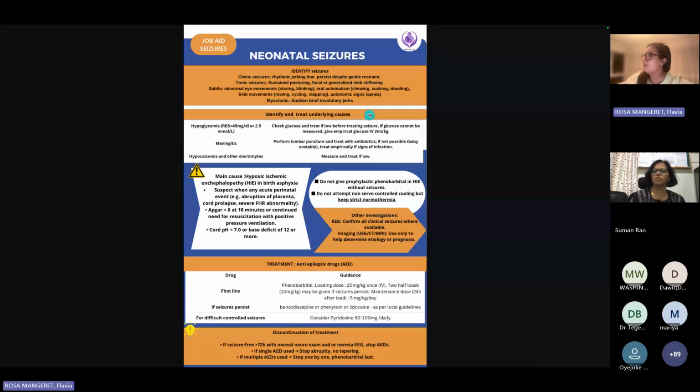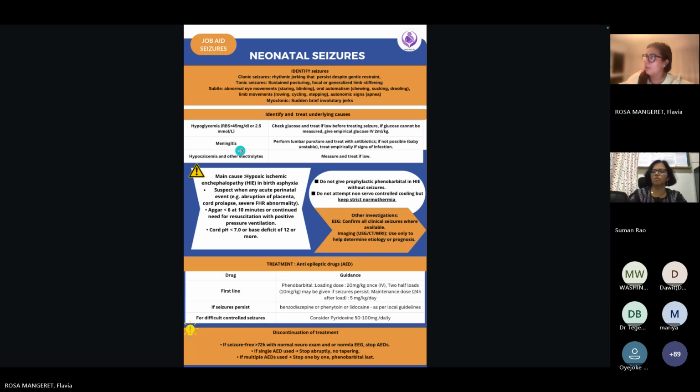Identify and treat underlying causes. So first thing, hypoglycemia. We say this not only for neonates, also for any child. Think about hypoglycemia, check glucose and treat if low, before treating the seizure. If glucose cannot be measured, give empirical glucose, IV, 2 milliliters per kilo, it's 10% glucose.